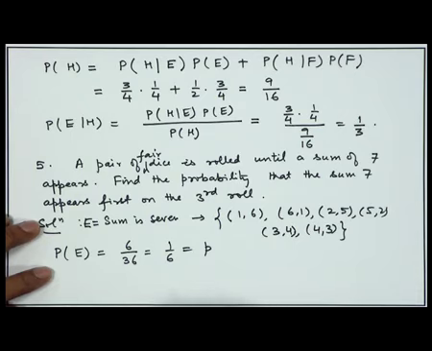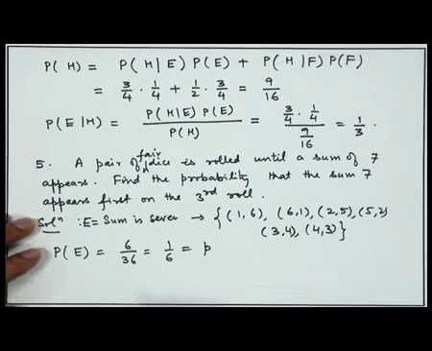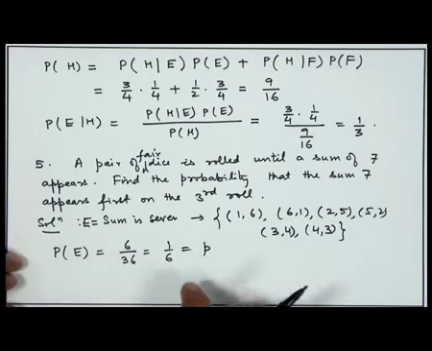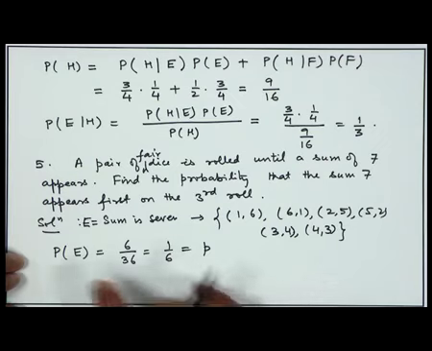Now, the next question is: what is the probability that the sum of 7 appears first on the third roll of the pair of fair dice? What it means is that on the first roll we do not get the sum 7. That means event E complement happens. Similarly, in the second toss also the event E complement occurs. Then in the third the event E occurs.